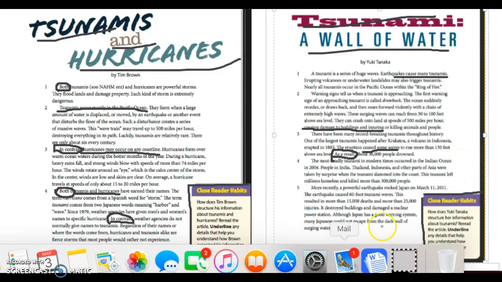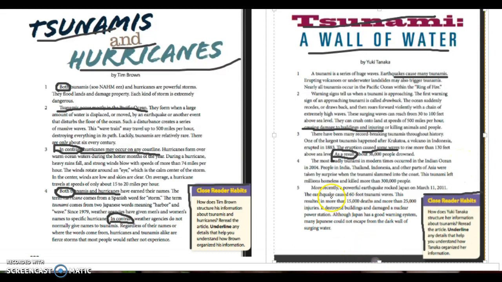In paragraph 5, I see earthquake caused a 60-foot tsunami wave. That word caused. And then the words this resulted. So you see the word result again. And those are the clue words that I see for this passage.